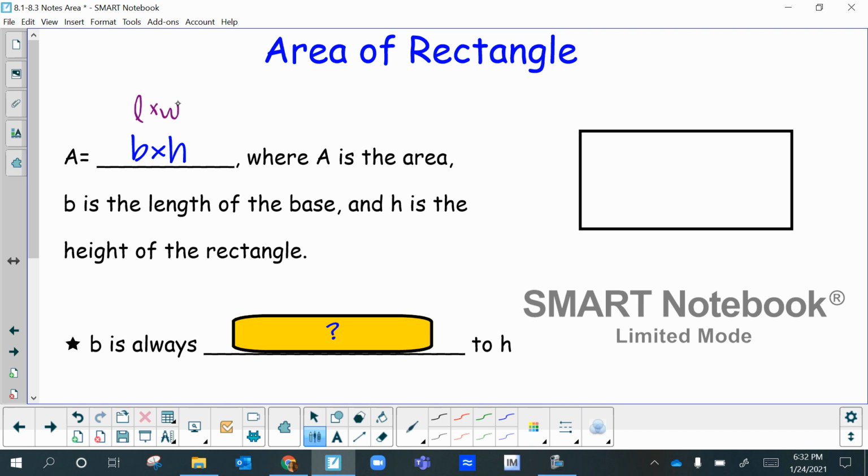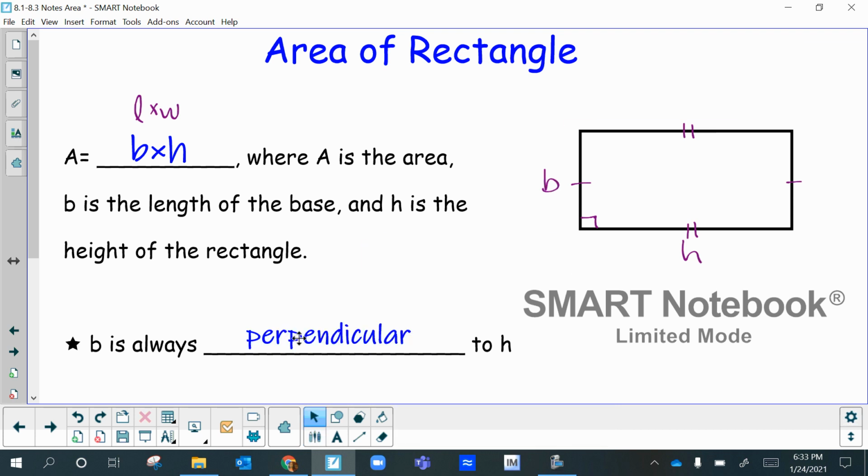So here we have a rectangle. I know it doesn't mark any right angles, but we're going to say opposite sides are congruent and have a right angle in there. You can call this the base and this the height. You can also call this the base and this the height. It doesn't matter which one you call the base and which one you call the height, because the base is always perpendicular to the height. Okay, that's a pretty easy one.